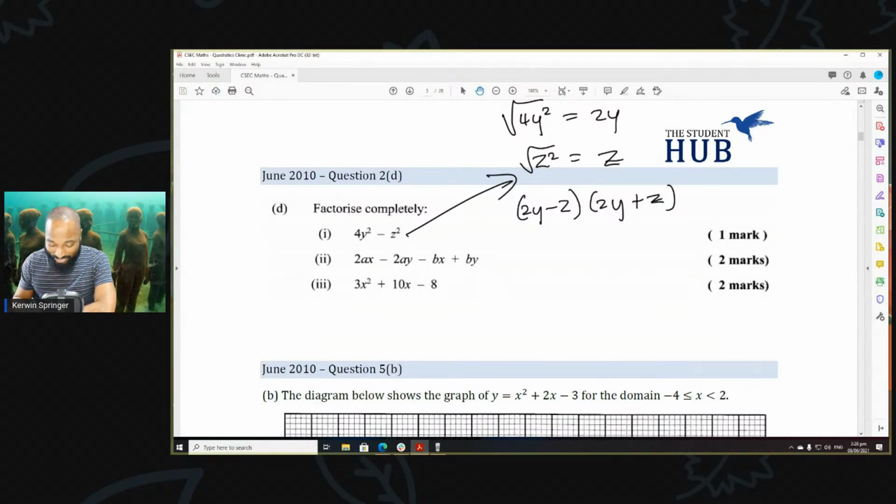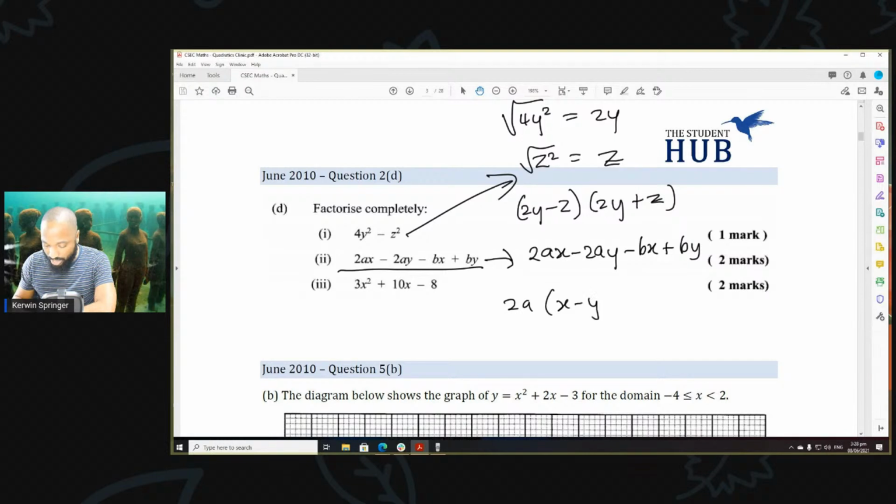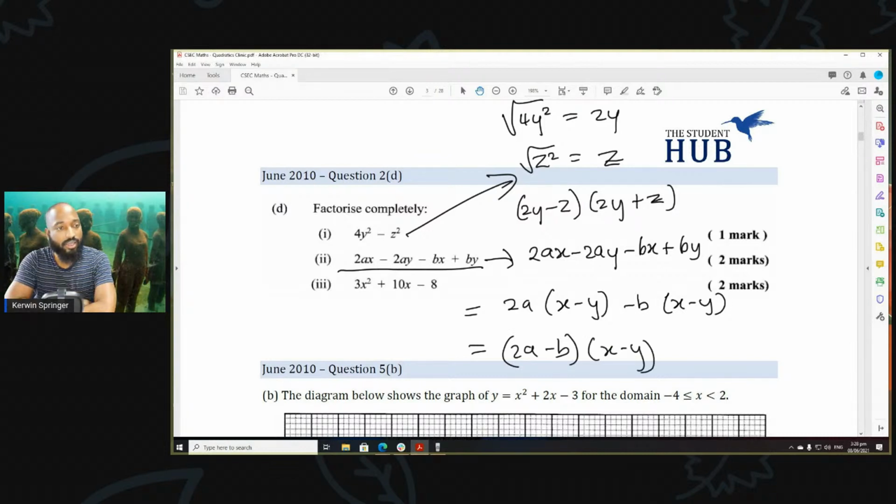So to factorize this one, this is like four terms, 2ax minus 2ay minus bx plus by. What's common here? 2a into x minus y. We could put x minus y there and put like a negative b here. That sounds good to me. So this is (2a minus b)(x minus y). All right, well done.